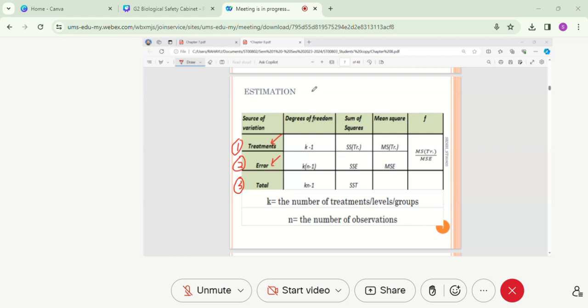Okay, the first information that you need to know is the degree of freedom for each source of variation. So the degree of freedom for the source of variation treatment is k minus 1, if k is the number of treatments or levels or groups. And let's say n is the number of observations. And k(n minus 1) is the degree of freedom for the error. And the total is kn minus 1. This is the degree of freedom for total.